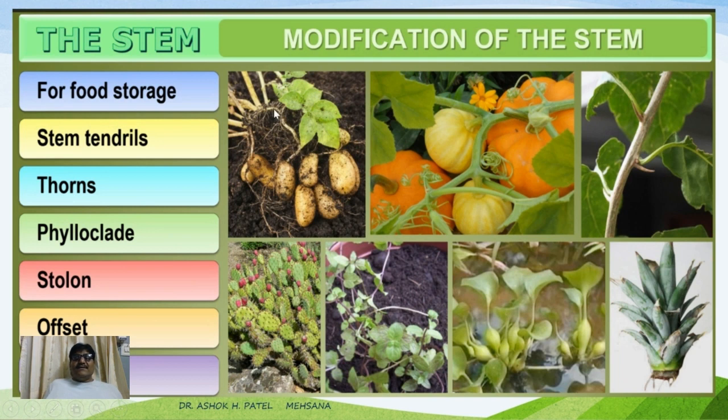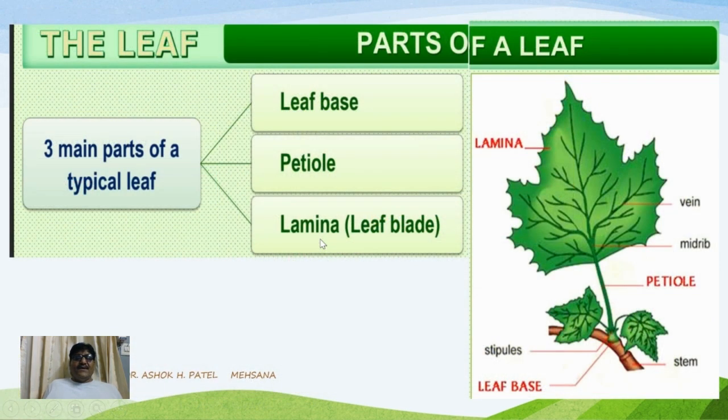Number three, the modification of the stem. Some special modifications are required for the morphological study. Here, the stem is modified for special functions, such as food storage, stem tendrils, thorns, phylloclade, stolon, offset, rhizome, etc.